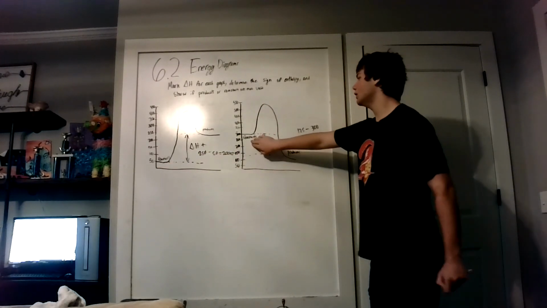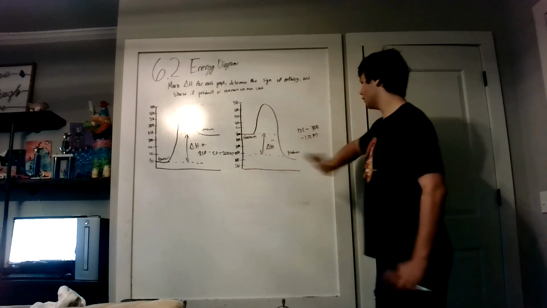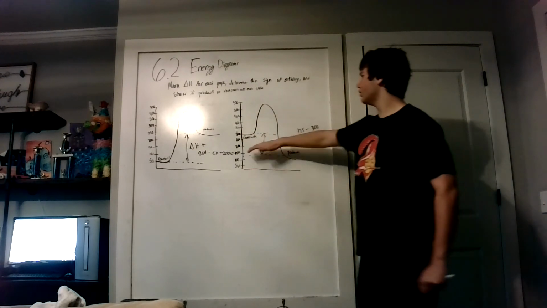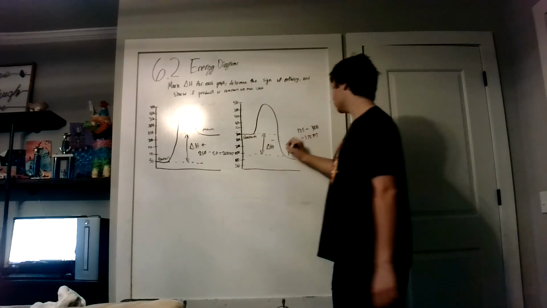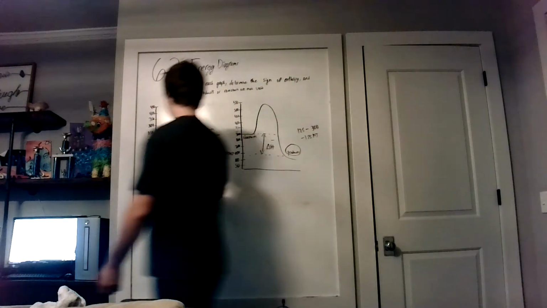So in this one, the reactants are higher and the products are lower. So the reactants are less stable and the products are more stable. So I'm going to circle products here and reactants here.